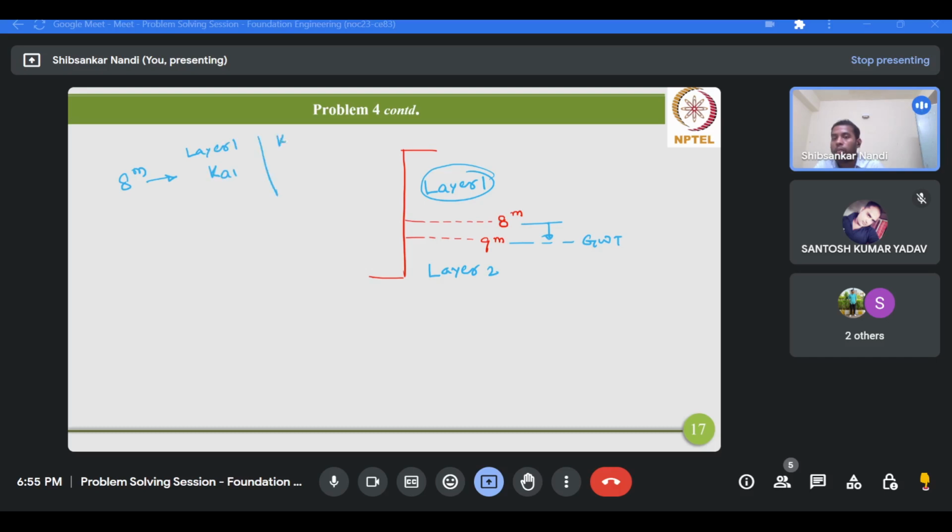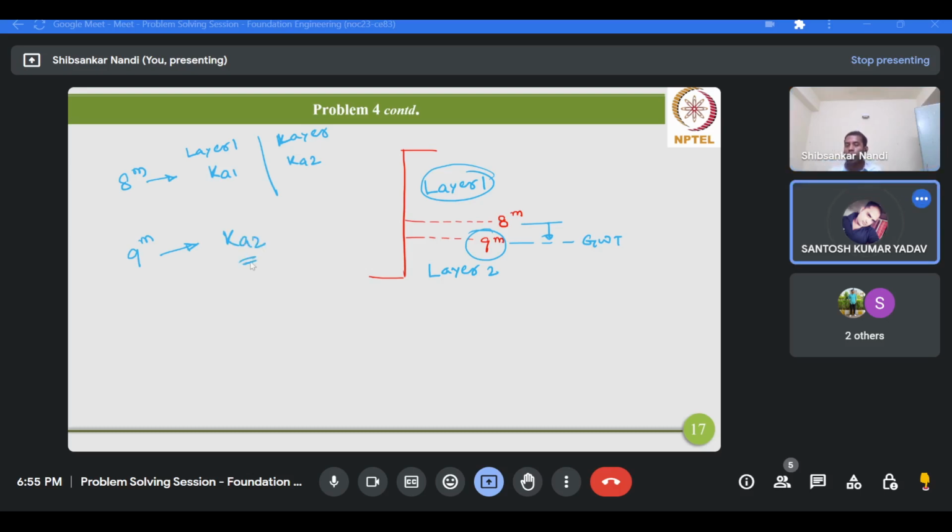When you calculate it for layer 2, then you will consider K2. However, when you calculate the pressure at 9 meter, you will have only one pressure, because this is not the interface. At the interface only you will have two pressures. You can have two pressures at the interface between two layers. But is 9 meter the interface between two layers? No. This is in between layer 2. So therefore you have to use the K2 value only.